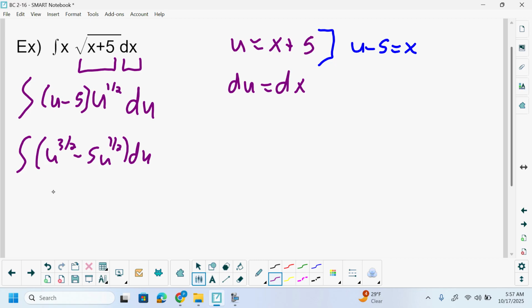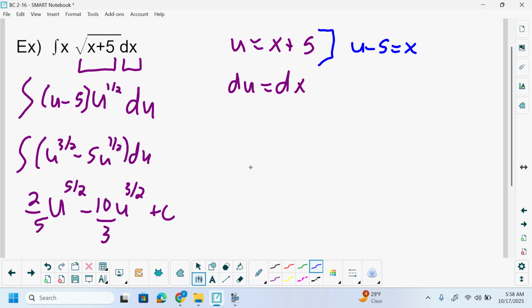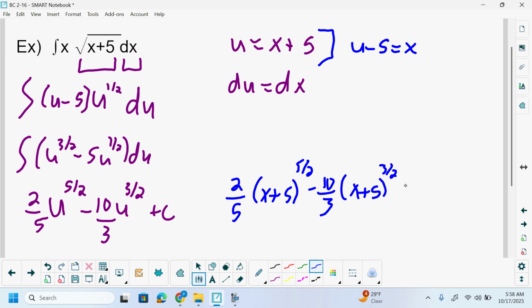And now we'll do our antiderivative. So u's new exponent will be 5/2. Out front will become 2/5. And the next one, the new exponent is 3/2. We'll multiply out front by 2/3, so we'll get negative 10/3 plus c. And then replace your u with what it's equal to. So we got 2/5 x plus 5 to the 5/2 minus 10/3 x plus 5 to the 3/2 plus c.